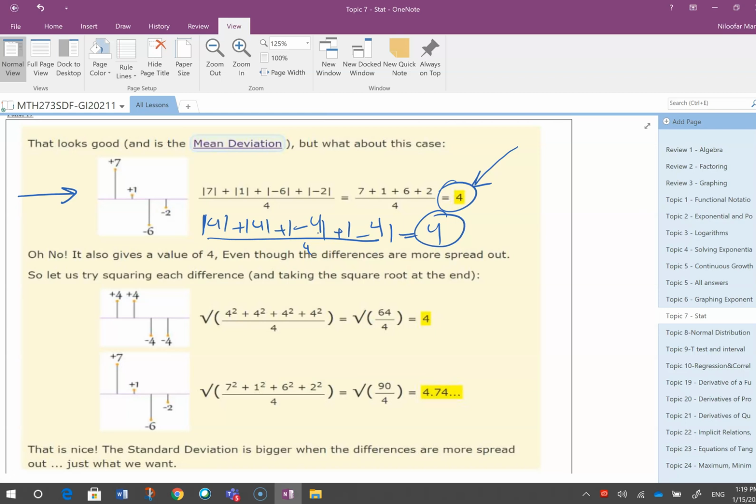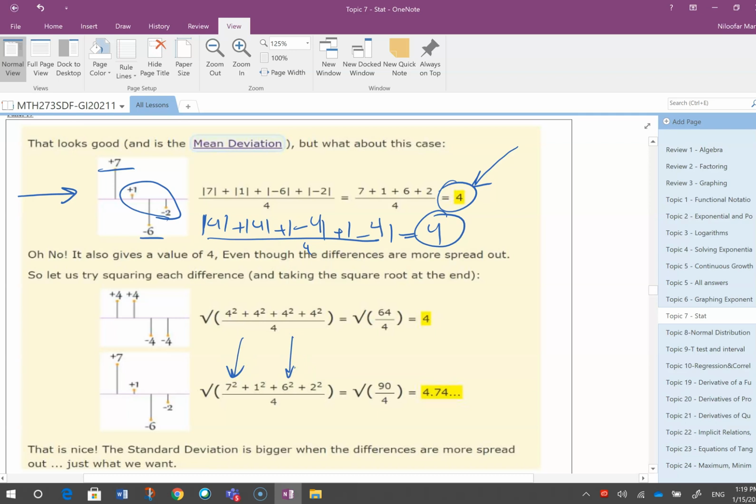Oh, okay, but they are not like each other. One of them is 7, one of them 1, one of them minus 6, one of them minus 2. Two of them are very close, and two of them are not close. So in this case, I want to do something to avoid this. I want more emphasis on larger values, so I do a square.